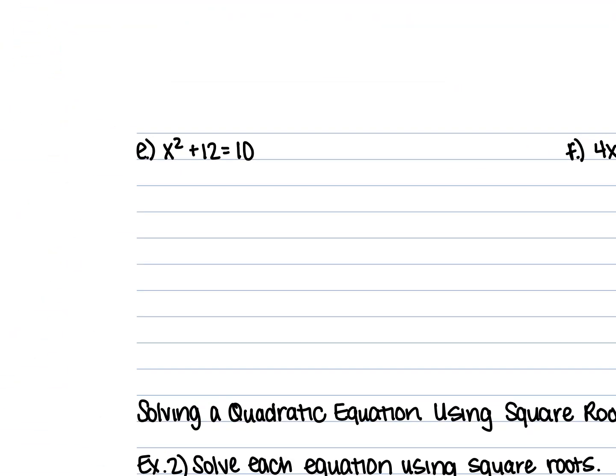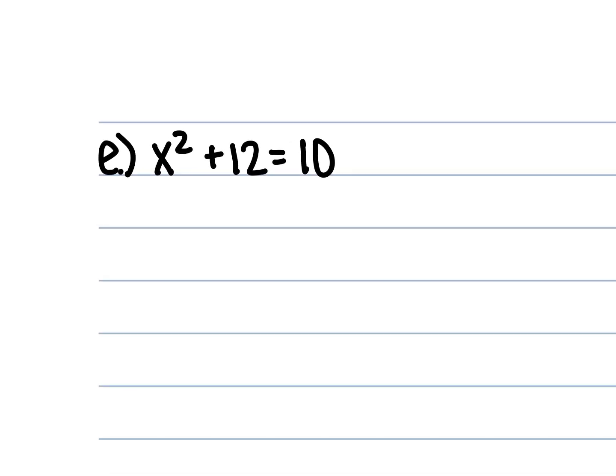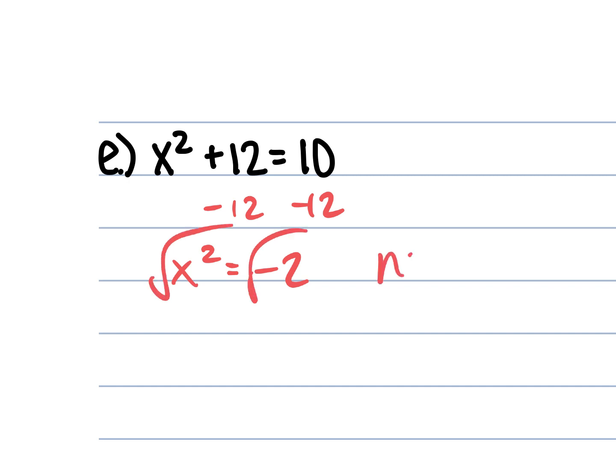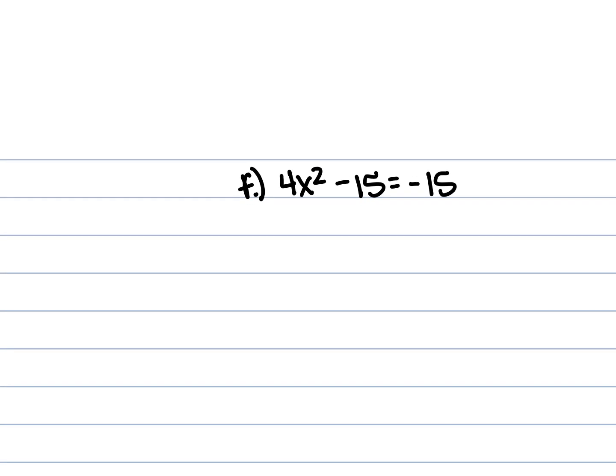E. What'd you get for E? AJ? No real solution. Very good. Can you walk me through it? We subtract 12. That'd be x squared equals -2. You can't have a negative, so you put no real solution. Very good. When you try to take the square root of a negative, you get no real solution. All right. Next one, letter F.